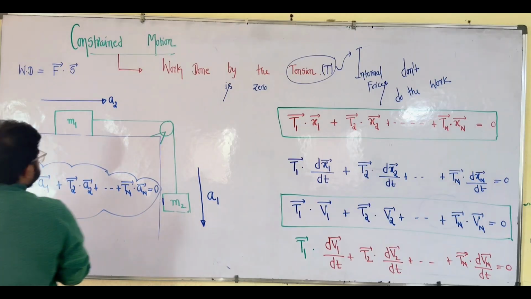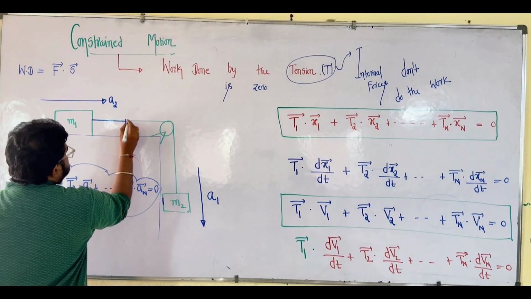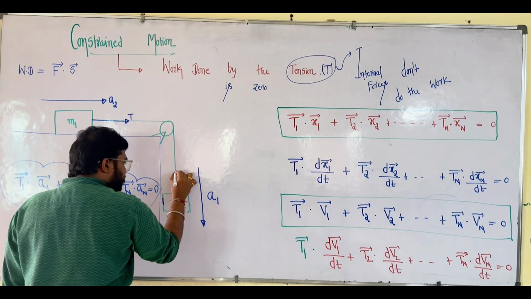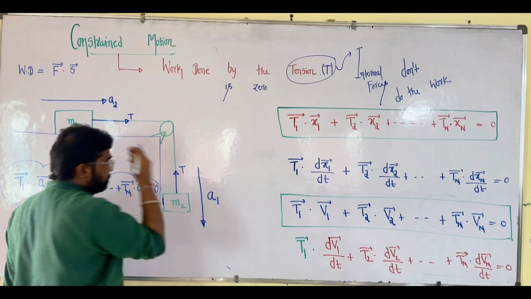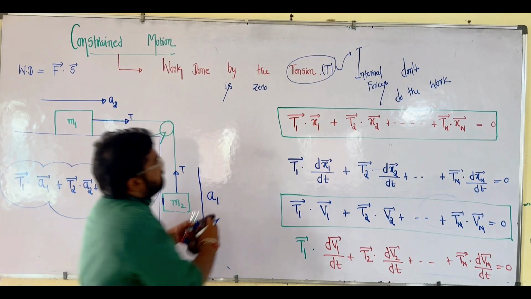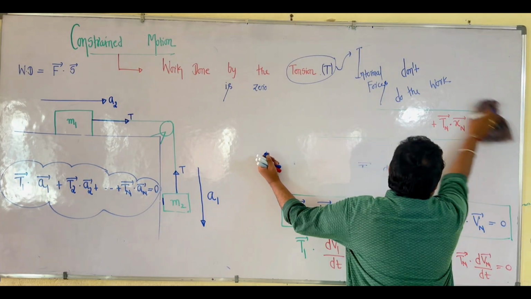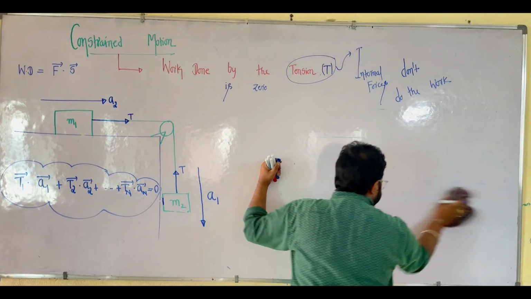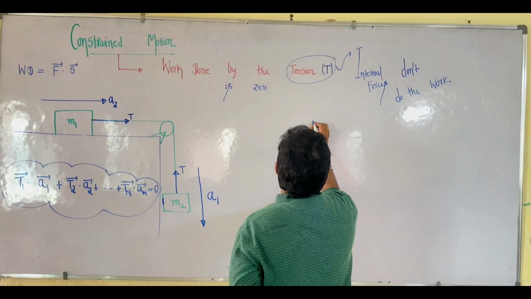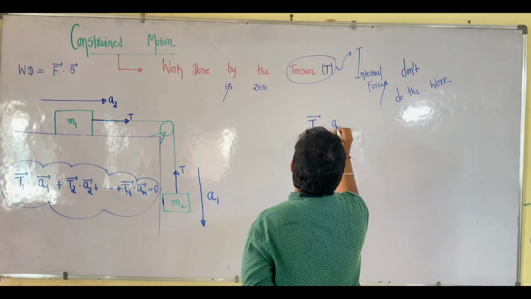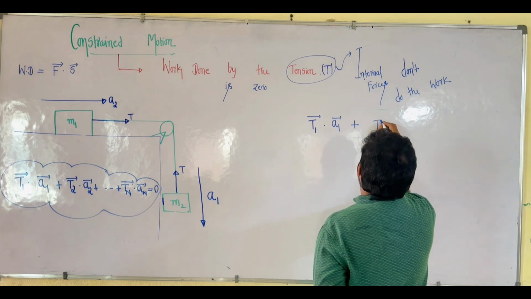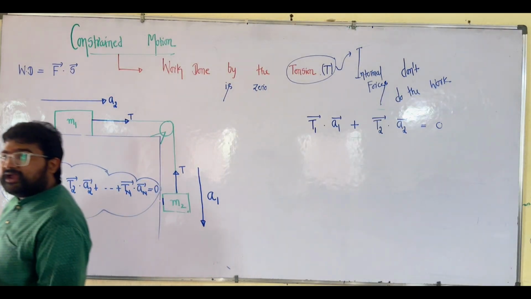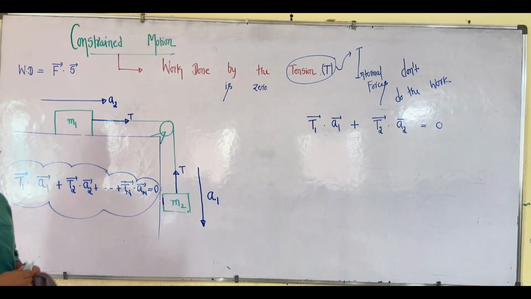Now represent the tensions. What is the tension here? Tension is always towards the body. Here. Okay. This tension. This is the tension T. Are you following? Understood? So now tell me, how to apply this equation? How to apply this equation? Tell me how you will apply it. T1 bar dotted with A1 bar plus T2 bar dotted with A2 bar. Here there are two blocks, so there are two terms.